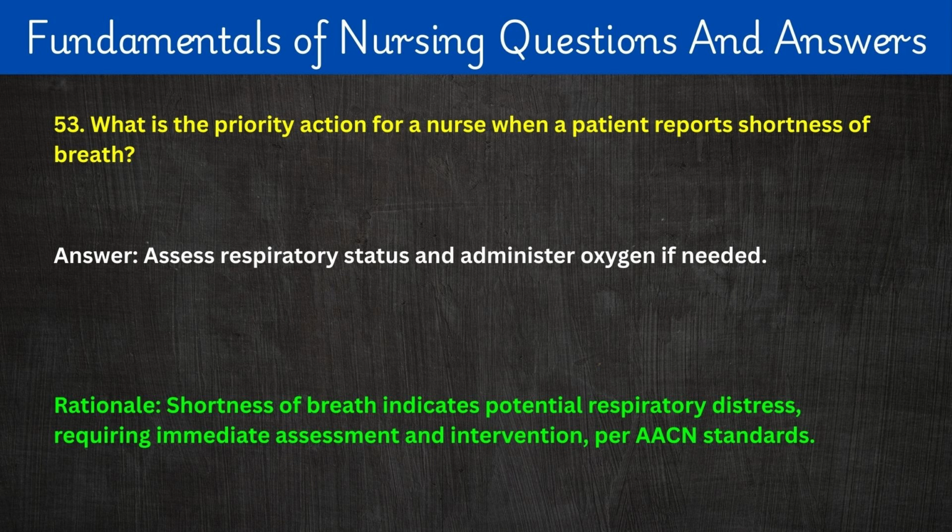53. What is the priority action for a nurse when a patient reports shortness of breath? Answer. Assess respiratory status and administer oxygen if needed. Rationale. Shortness of breath indicates potential respiratory distress, requiring immediate assessment and intervention, per EACN standards.